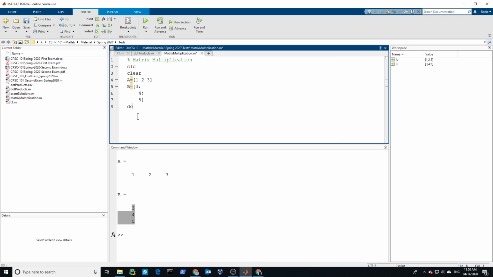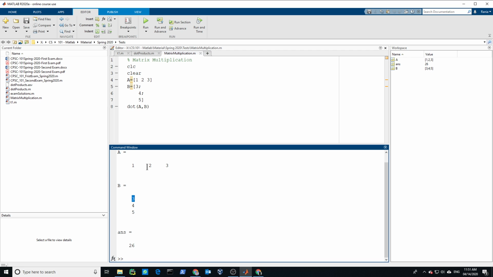Let's try the dot product. So if you say dot product of a and b, it will give you 26. So 1 times 3 plus 2 times 4 plus 3 times 5, that will give you 26. So matrix multiplication results in an array in which each element is a dot product. Okay, that's an easy case.